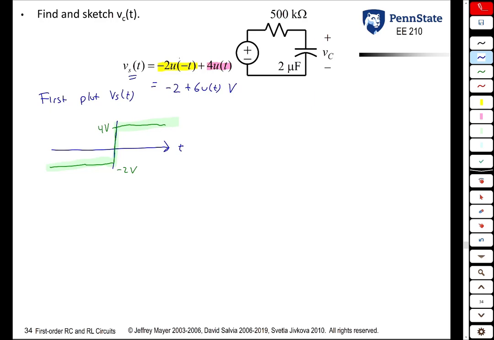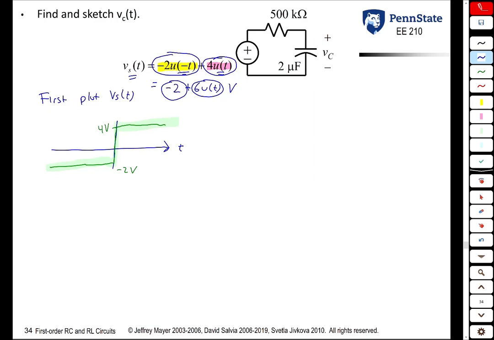In this first expression, we have 2 unit steps. So this part exists only for t less than 0. This part exists only for t greater than 0. In the second expression, this part always exists, and then at time 0, we're adding 6 volts to it. So minus 2 plus 6 is 4 volts.